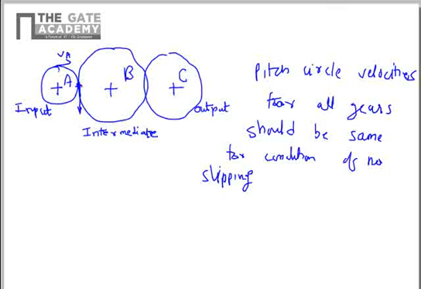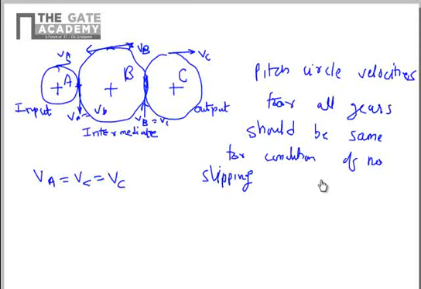That means the velocities on the surfaces of these three circles, which are the pitch circles of gears A, B, C respectively, are VA, VB and VC. At the common point of contact, the velocities will be the same. So VA is equal to VB here, and at this point we see that VB is equal to VC. So VA is equal to VB is equal to VC, the pitch circle velocities.